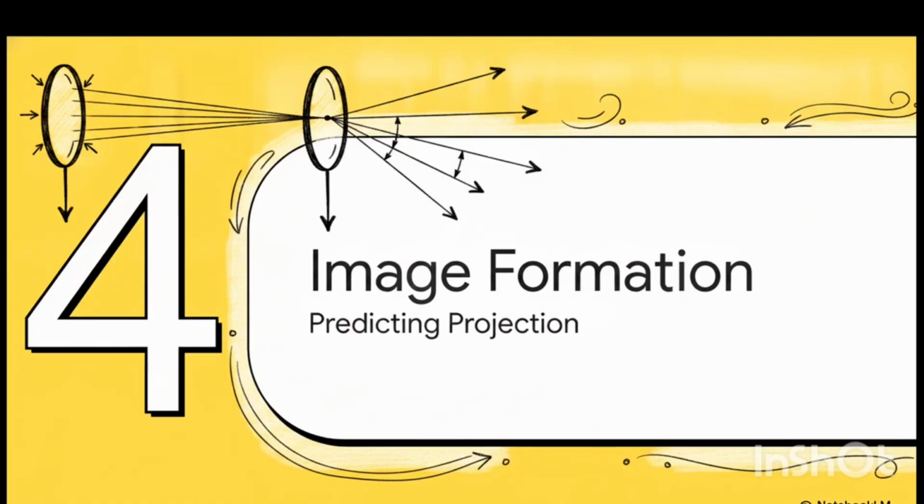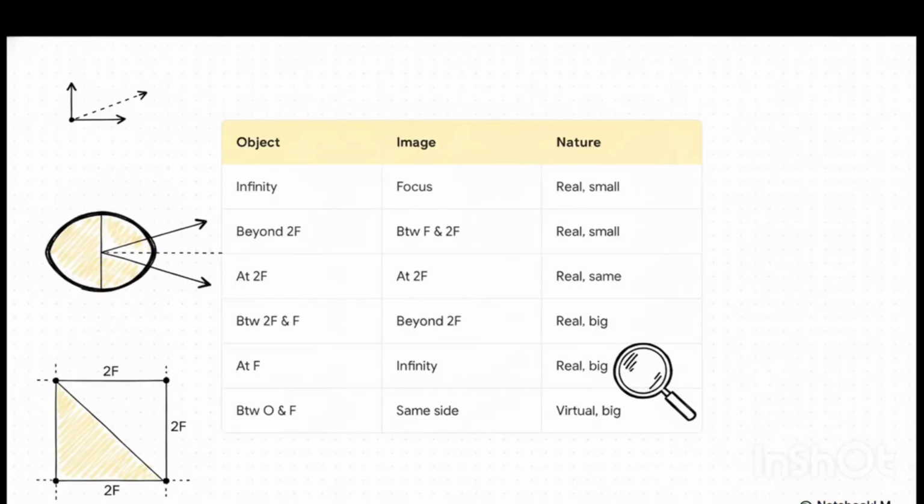Part 4. Image formation in lenses, predicting the projection. And this brilliantly illustrates our ultimate cheat sheet for a convex lens. Instead of trying to memorize every single scenario, just look at the overall pattern. As the object moves closer to the lens from infinity, step by step toward the glass, the resulting image physically shifts and grows. Way out at infinity, it's just a tiny inverted speck.